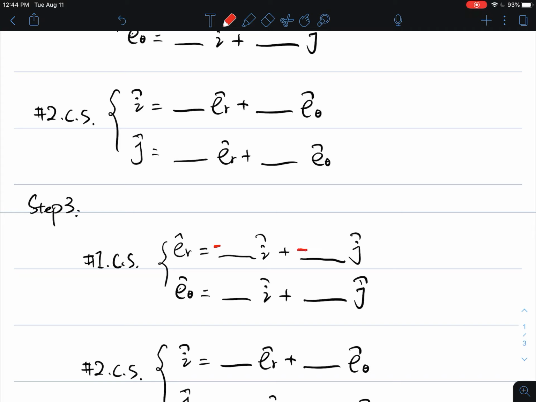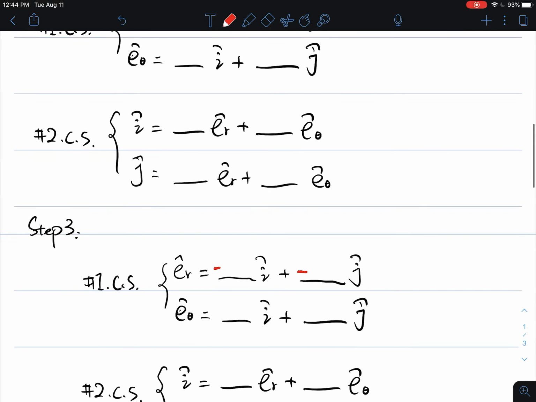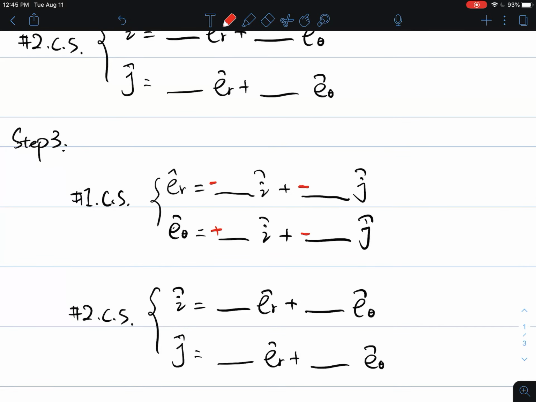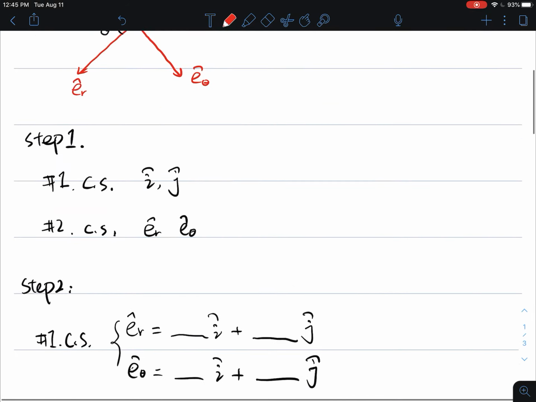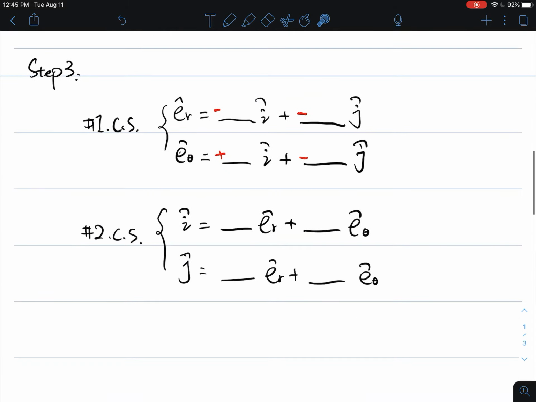Okay, and do the same for e_theta. Come back to e_theta. Positive on i and negative on j. Positive, negative. All right. And apply the same method for the second coordinate system to decide the signs. Let's look at i first. Remember, in the second coordinate system, we use e_r and e_theta as the base. So i has the negative direction compared to the positive e_r, but the e_theta component of i should be positive, since e_theta is pointing in this direction and i is pointing this way, so the e_theta component should be positive. So it is negative, positive.